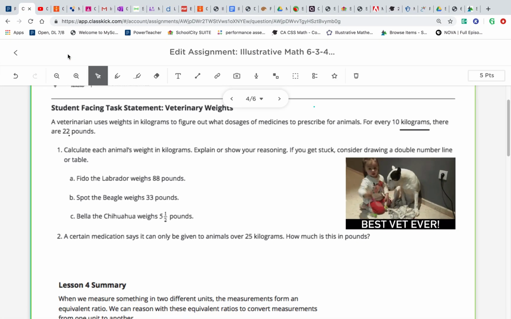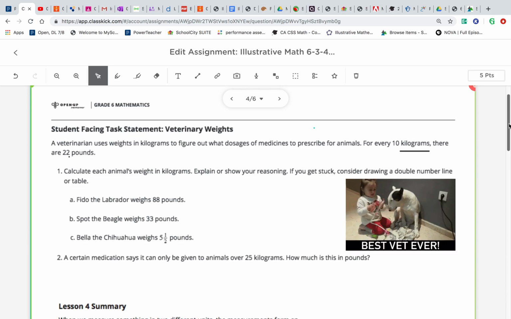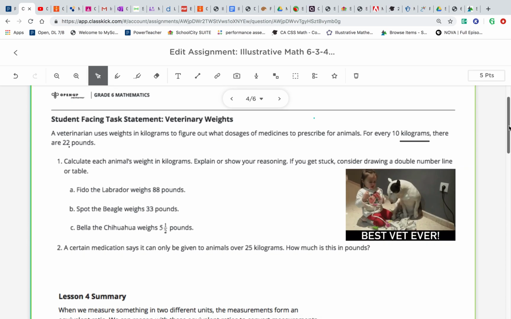All right, welcome back, class, for our second activity of lesson 4 in Unit 3 on unit rates and percentages. Our task is about veterinary weights. A veterinarian uses weights in kilograms to figure out what dosages of medicines to prescribe for animals. For every 10 kilograms, there are 22 pounds. Calculate each animal's weight in kilograms and then explain or show your reasoning. And if you get stuck, consider drawing a double number line or a table.